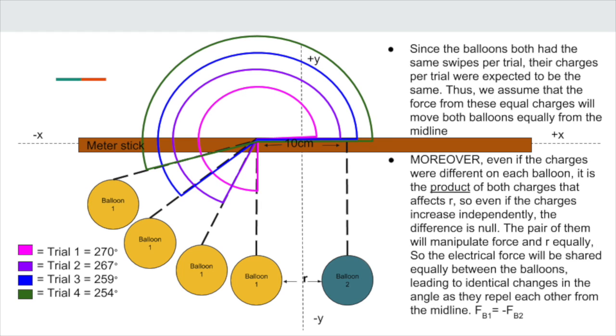Each balloon was given the same number of swipes, so we expected their charge to be the same. Thus, the forces will move them an equal amount from the midline. However, even if the charges were different, R is affected by the product of the charges, so the pair of the charges would affect force and R equally. Because of this, the electrical force would be shared equally, thus leading to identical angle changes.